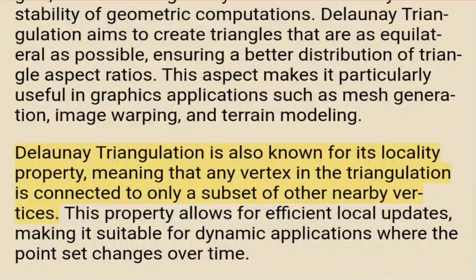Delaunay triangulation is also known for its locality property, meaning that any vertex in the triangulation is connected to only a subset of other nearby vertices. This property allows for efficient local updates, making it suitable for dynamic applications where the point set changes over time.